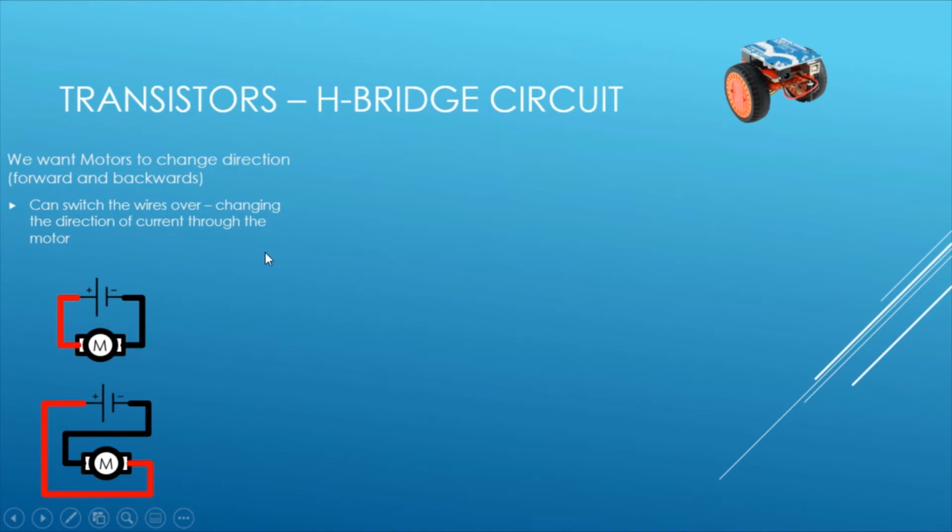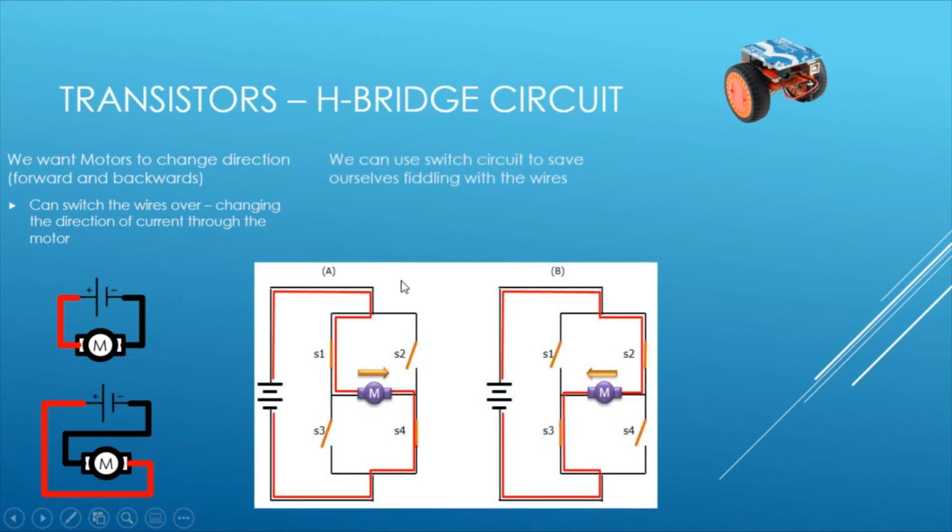However, that's not very practical if we want to be switching over the wires constantly here. It's rather fiddly. So what we do is we implement a very, very clever switch circuit, which is called an H-bridge. And here you can see, using these 4 switches, S1 to S4, if we close S1 and S4, the current is allowed to flow through this little zigzag all the way through, and we rotate our motor one way. If we then open those 2 switches and close the other 2, S2 and S3, we allow the current to flow through the opposite way, changing the motor direction.